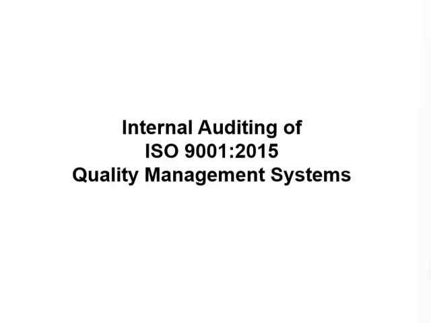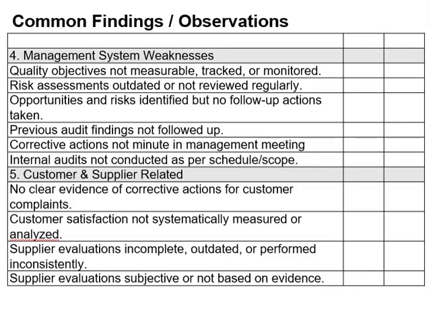Hi, we continue with our discussions on internal auditing of ISO 9001. We continue with our previous discussions on the common findings or observations by the auditors related to customers and suppliers. Previously, we have covered the customer part. Today, we're going to deal with the supplier part.